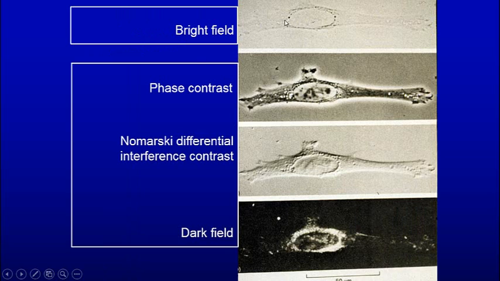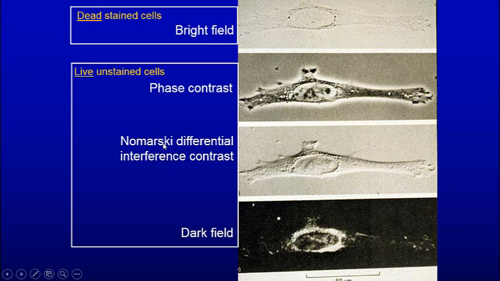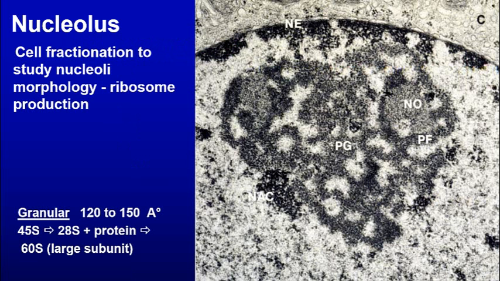If you remember, with bright field microscopy you do not see cells if they're not stained. But with phase contrast, Nomarski, and dark field, you can actually observe live cells. This was differential interference contrast microscopy, which allows you to see live cells. Here we look at phase contrast microscopy. You can see cells spread out on a culture plate, but whenever they undergo mitosis, they round up and actually lose their connections.